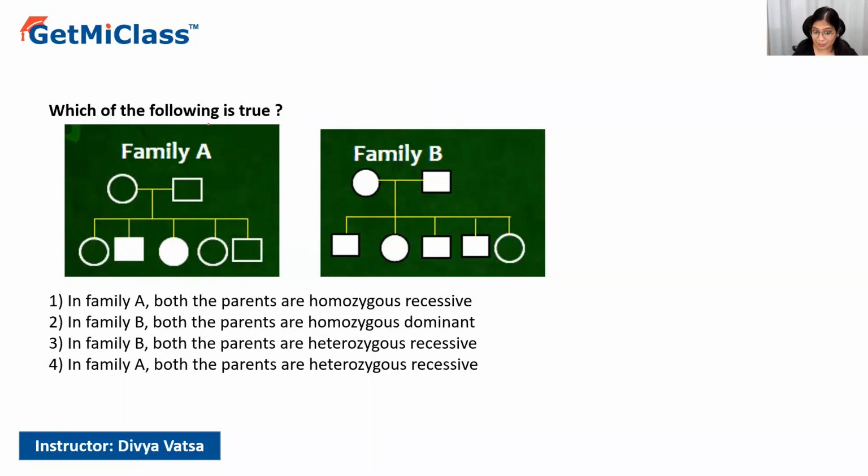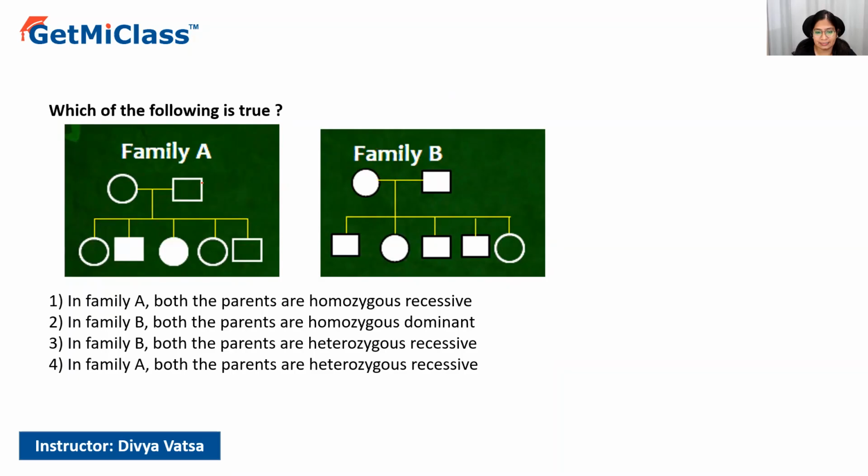Hi. So in this question, they have given us two families, and we have to tell whether the parent is homozygous recessive or dominant, or heterozygous recessive or dominant. So let's have a look at family A first. What does it look like?